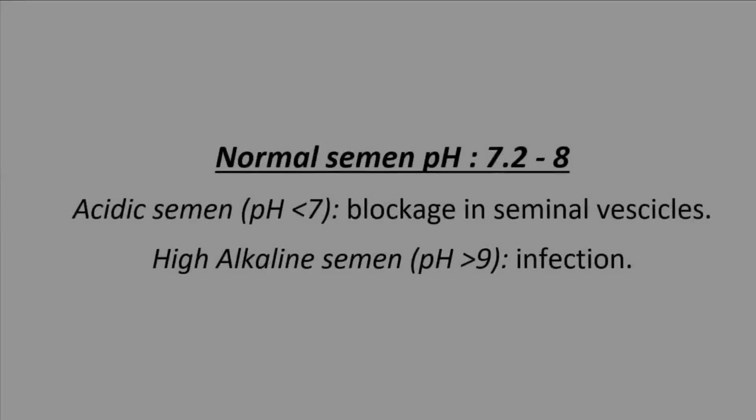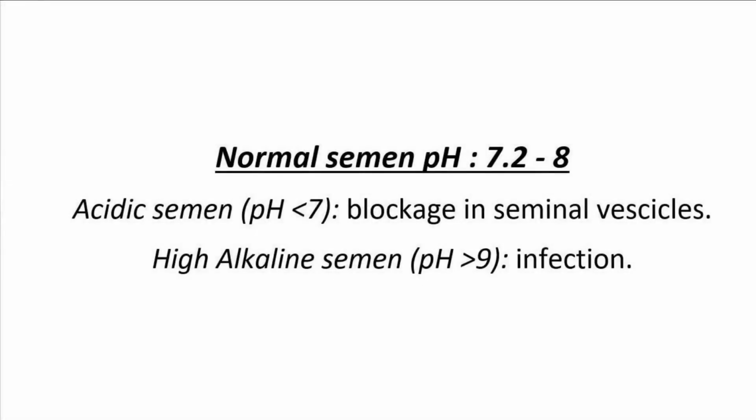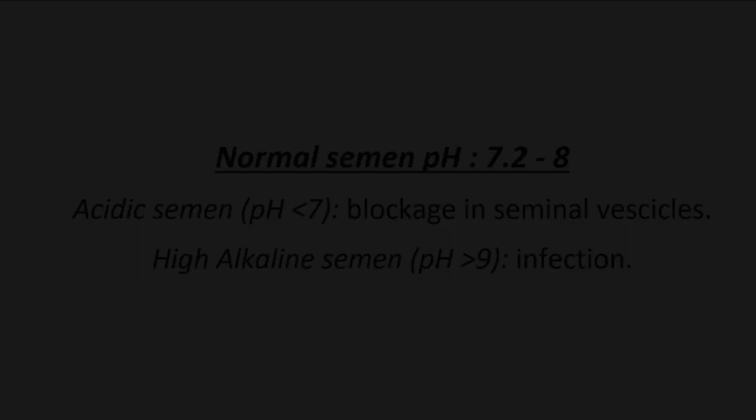Normal semen has a slightly alkaline pH ranging from approximately 7.2 to 8. Acidic semen could be indicative of a blockage in one or both seminal vesicles. High alkaline pH could be a result of infection.